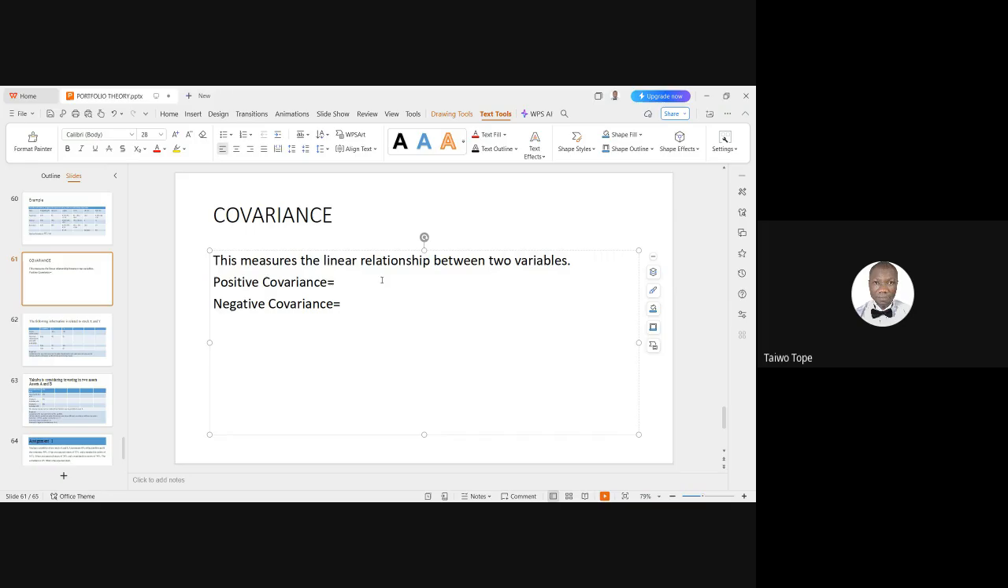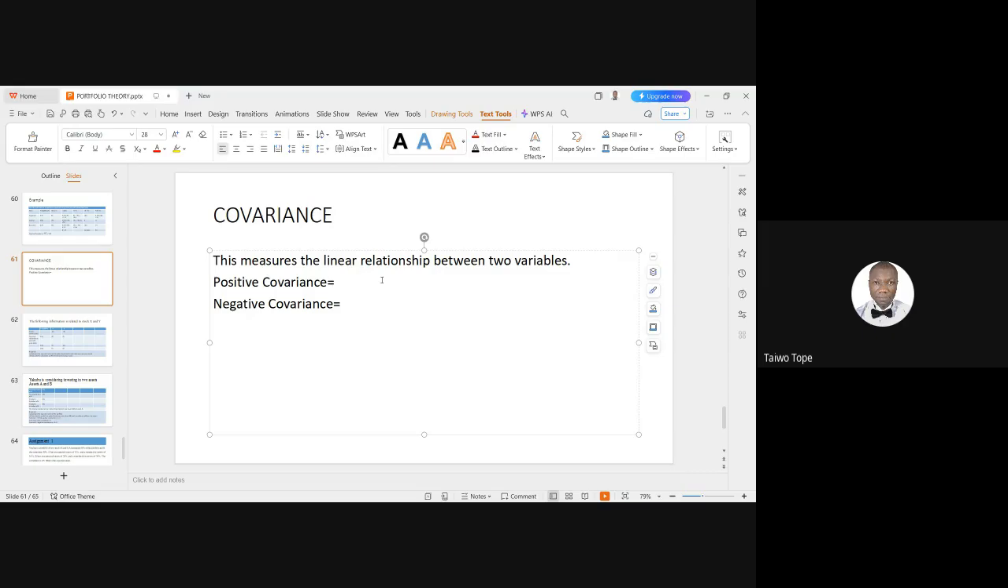So this negative covariance is very good for diversification, because when one investment is going up, the other is going down. That is the essence of having a portfolio, so that one investment will act as a shock absorber to the other, so that you will not feel the effect of risk on a particular investment, since the other is there to cushion the effect of the fall in price of the other. So negative covariance means investments move in opposite direction.